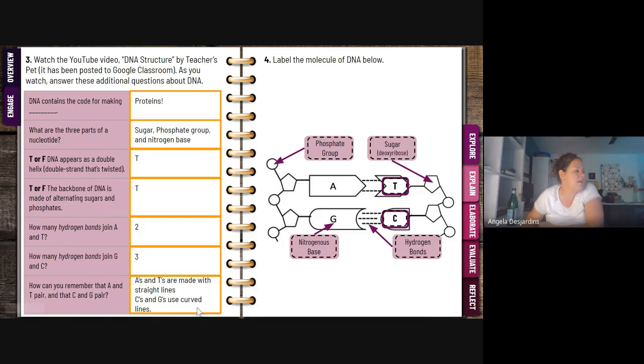Okay. And this last one we chatted about yesterday: how are we going to remember that A's pair with T's and C's pair with G's? Remember, they even talked about it in the video. When you make an A, you use straight angular lines. So does the T. You're using straight lines to make those. So A's and T's go together. And then when you make a G and a C, you're using curvy lines. Okay, so that's an easy way we can remember that. G's and C's always go together for DNA. A's and T's always go together for DNA.